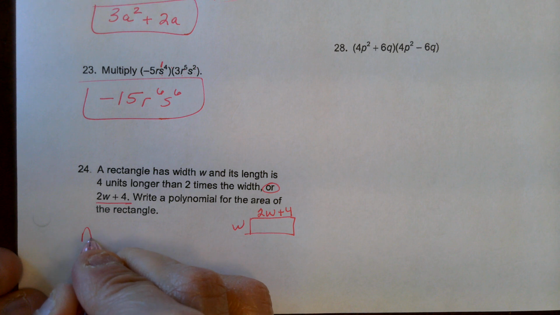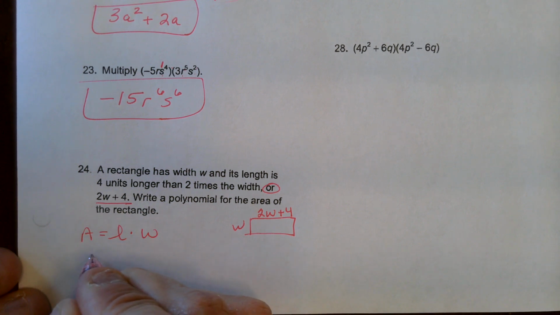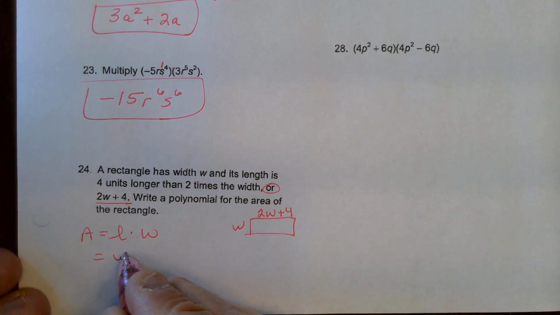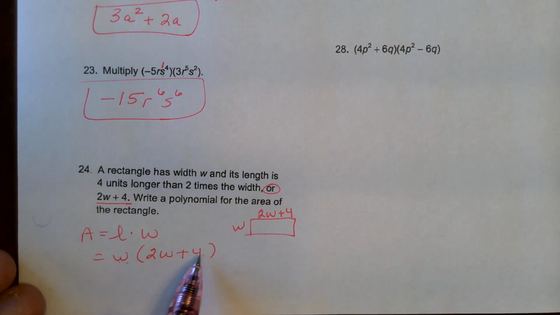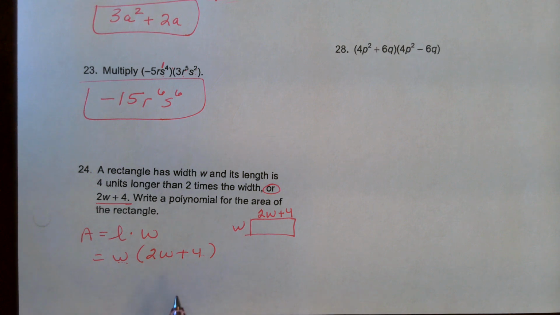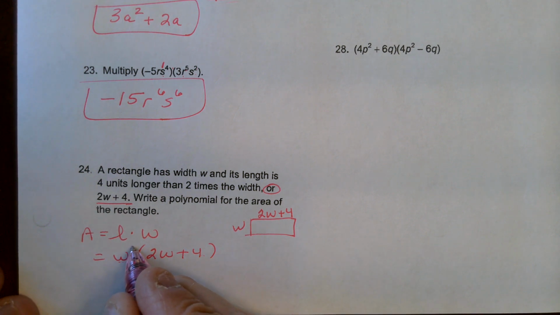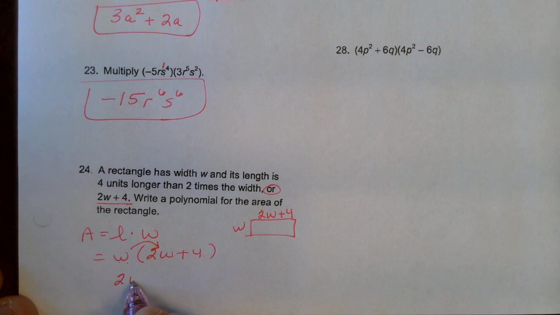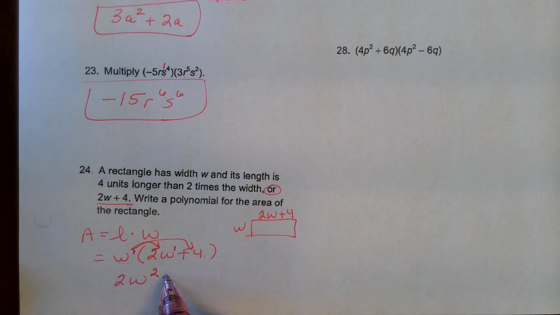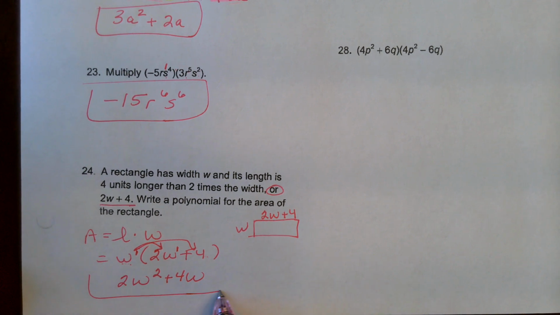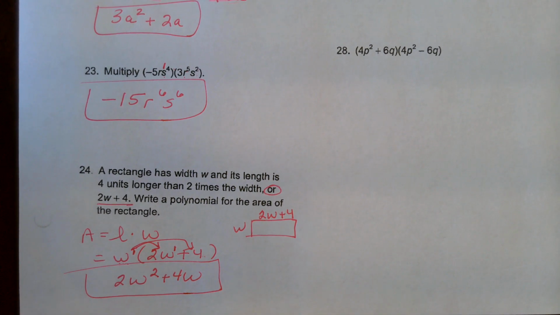So area is length times width. And again, I'm going to just put the width first because I like the smaller one in front. Times 2w plus 4. Did you put it in parentheses? You got to put it in parentheses because you need to distribute. W times 2w is 2w to the second because we add the exponents. And w times 4 is 4w. And we are done.